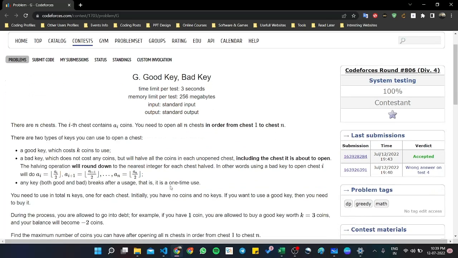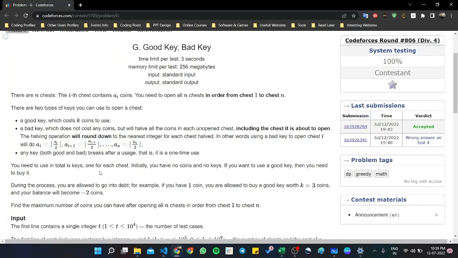There are two keys you have. One is the good key, which costs k coins to use, and the other is the bad key, which does not cost any coins, but it will reduce the coins present in all upcoming chests by dividing them by 2. It is a round down operation. It means if 5 coins are present, it will reduce to 2, because 5 will be divided by 2 using floor division.